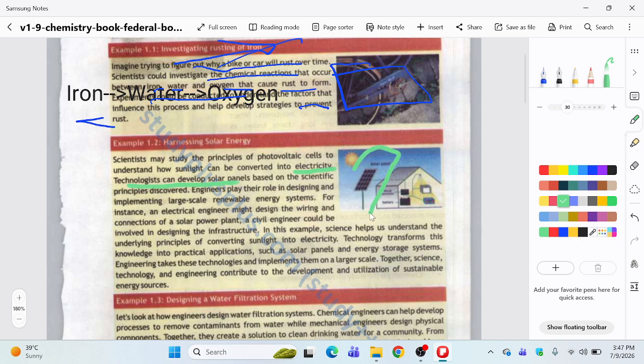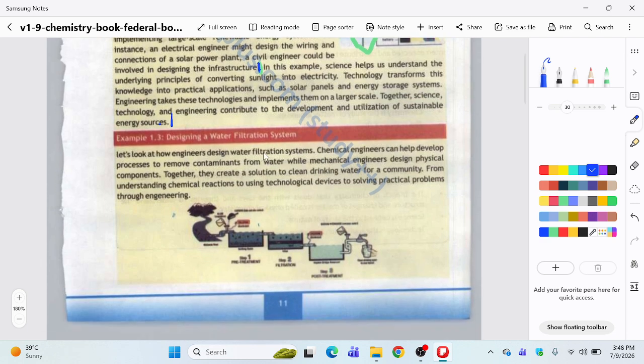Now the design which is created is known as the solar panels, and these solar panels are created with the help of engineers. We can take an example, as I said last time, even we can do from here to here, or from here to here will be our answer. Either you can do from scientist till infrastructure for this, or from this example till sources, it will be solar energy. Designing a water filtration system.